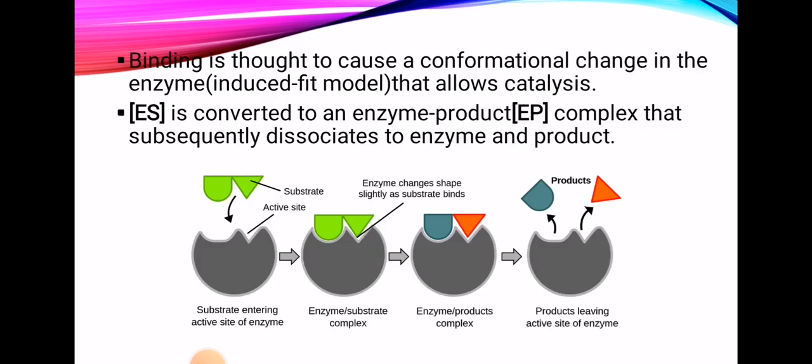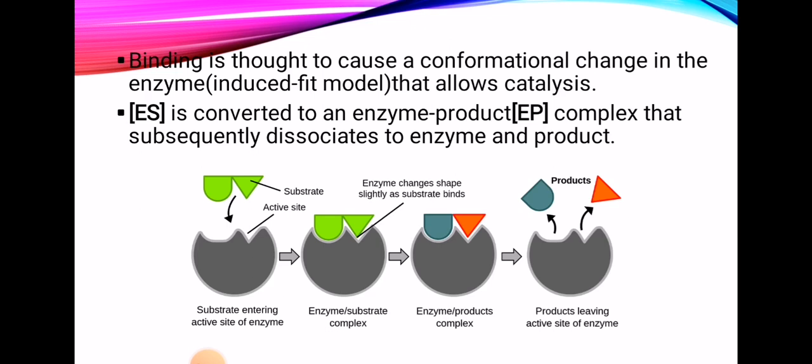So binding is to cause the conformational change in the enzyme. So whenever there is a substrate binding at the active site, it will lead to the conformational change in the tertiary and quaternary structure of the enzymes. So this is what is called the induced fit model, which allows the enzyme catalysis.